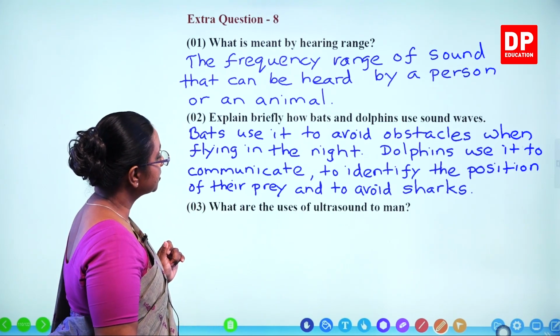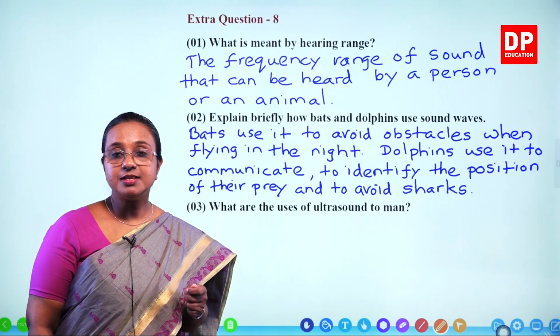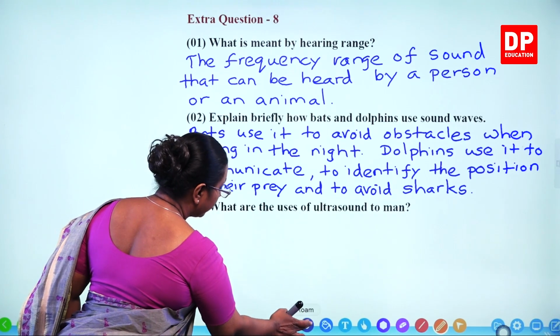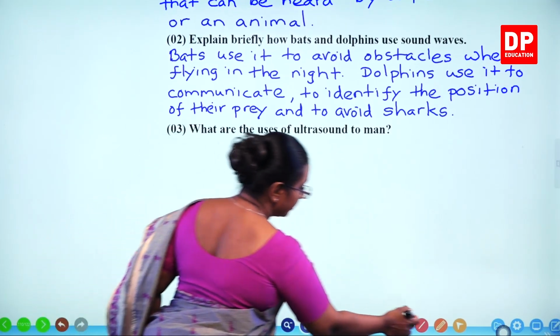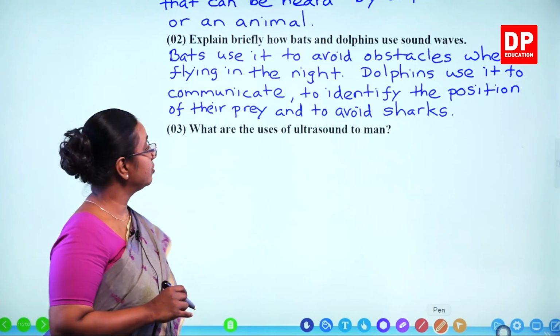What are the uses of ultrasound to men? We have discussed many different uses. So I am sure you can write down, or you have already written down all the uses. What are the uses of ultrasound to man?